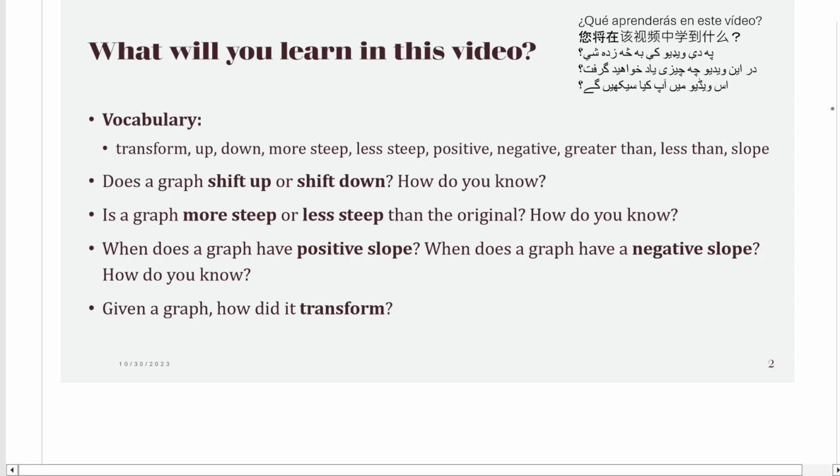Today you're going to learn vocabulary: transform, up, down, more steep, less steep, positive, negative, greater than, less than, and slope. You are going to learn, does a graph shift up or shift down? How do you know? Is a graph more steep or less steep than the original? How do you know? When does a graph have a positive slope? When does a graph have a negative slope? How do you know? Given a graph, how did it transform?